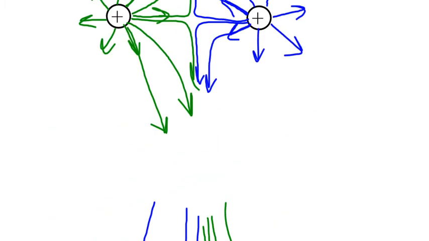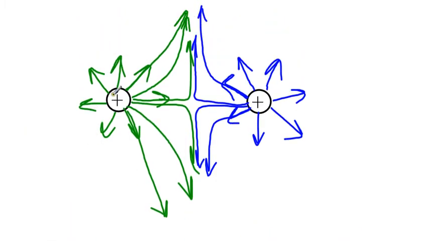And the opposite is also true for negative charges. So if we were to draw the electric field around two negative charges, this is what they would look like. They would look very similar to what we had with our positive, but the arrows are different. So this is where we need to be careful. The arrows will always go towards the negative, away from the positive.